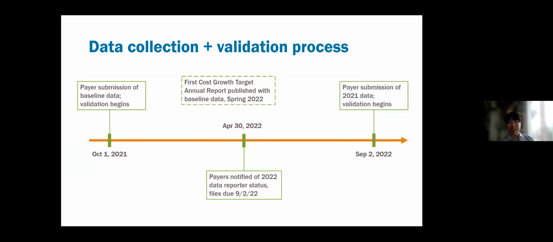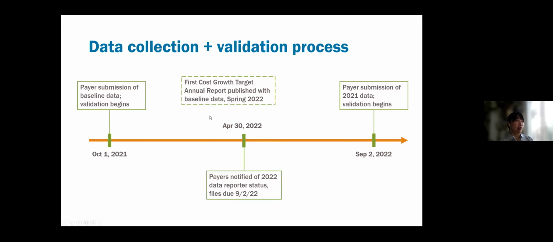This is a timeline for collection and validation. This is a very tentative timeline. We can't give a hard timetable for validation because we've never done this before. We don't know what the data looks like, and we're not sure how much time validation is going to take. It might take a long time. There might be resubmissions, or it might go very quickly.